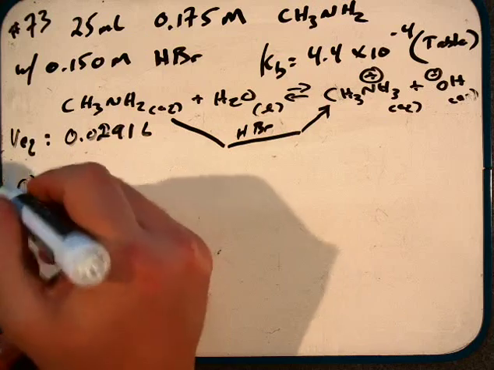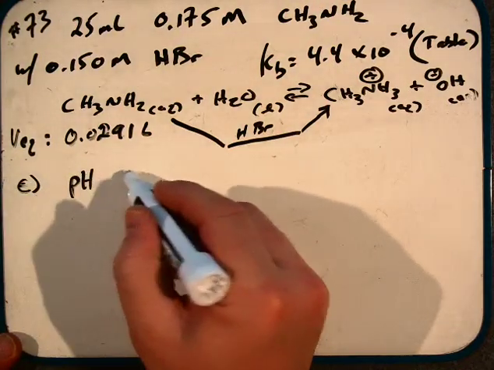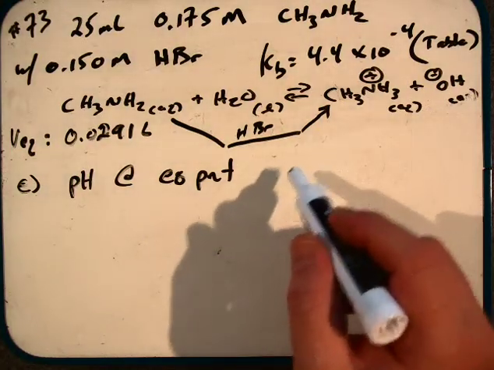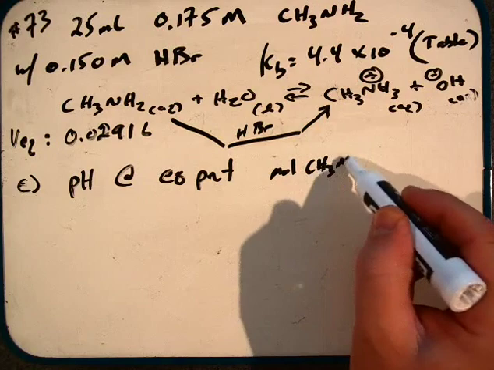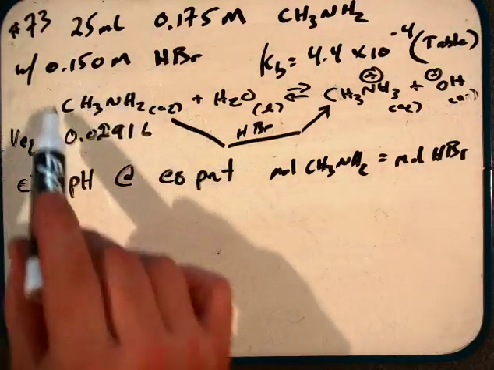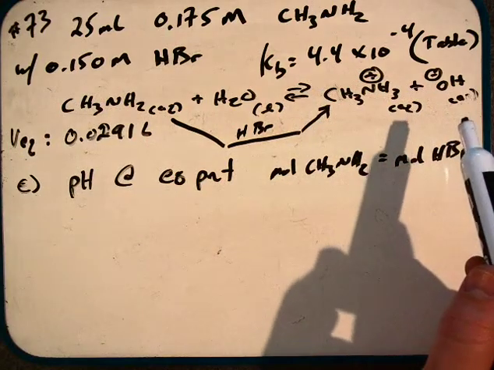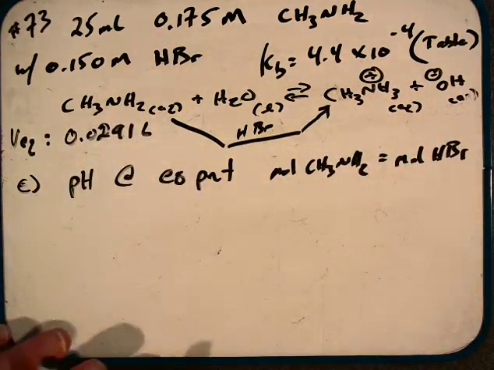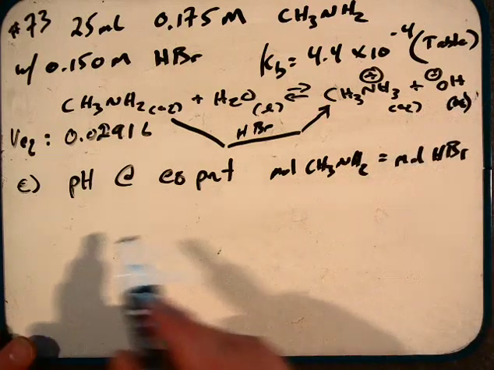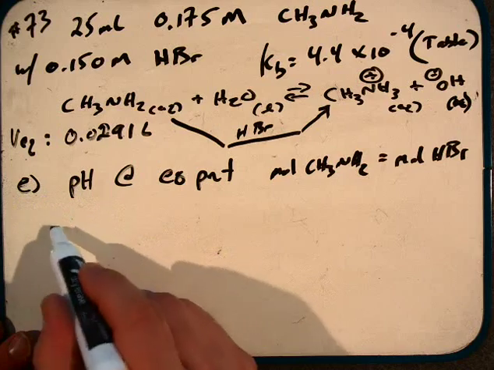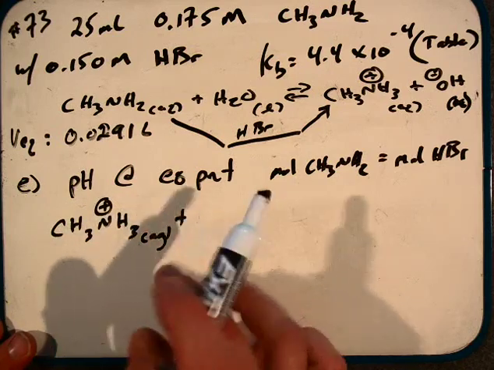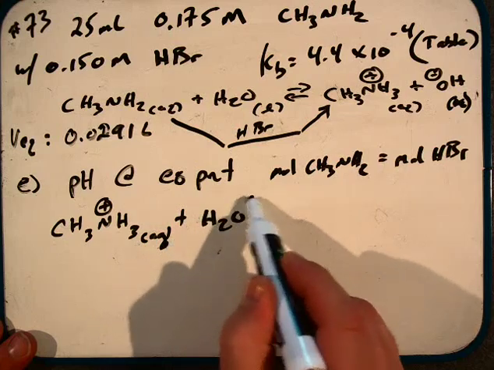Part E is looking at the pH at the equivalence point. And so what we have to realize is now that at the equivalence point, since our moles of our base equal the moles of our acid, we have converted all of our methylamine starting base into the conjugate acid form. That means that this is not a starting material anymore. For this part, now we have to realize that once we're at the equivalence point, we are now beginning with the conjugate acid.